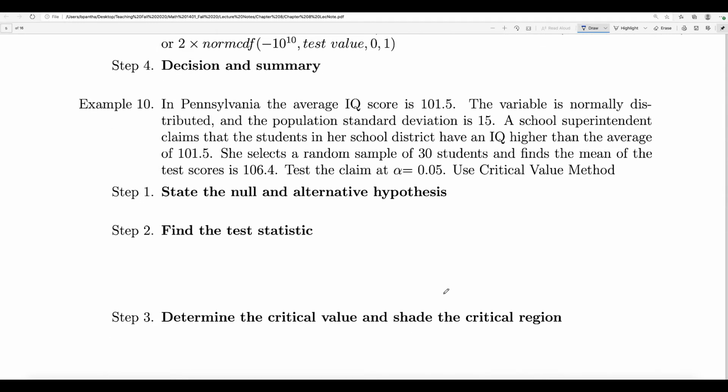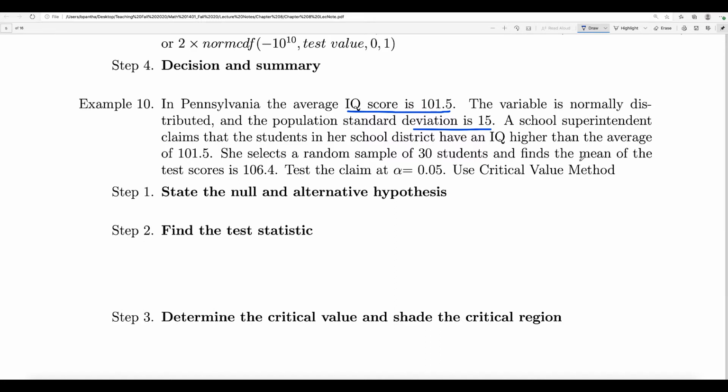All right, let us look at this. In Pennsylvania, the average IQ score is 101.5. This is what they believe in the whole state, okay? The variable is normally distributed and the population standard deviation is 15. In all these hypothesis tests of the mean problem, the variable must be normally distributed. And it is stated there. Even if it is not stated, you assume that, okay?